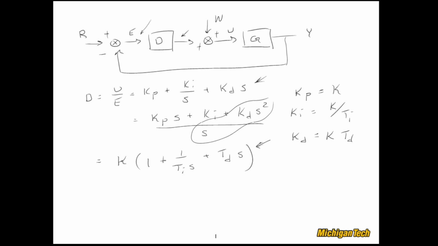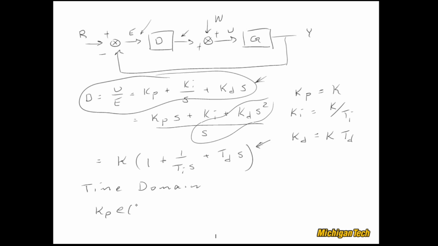And one last thing before we go into trying to understand what all these different terms do is let's look at what the compensator looks like in the time domain. We can take this and just put it into the time domain. So we would have Kp times the error signal, I'll write it as E of t, plus Ki times the integral of the error signal, plus Kd times the derivative of it. And that's equal to U of t.